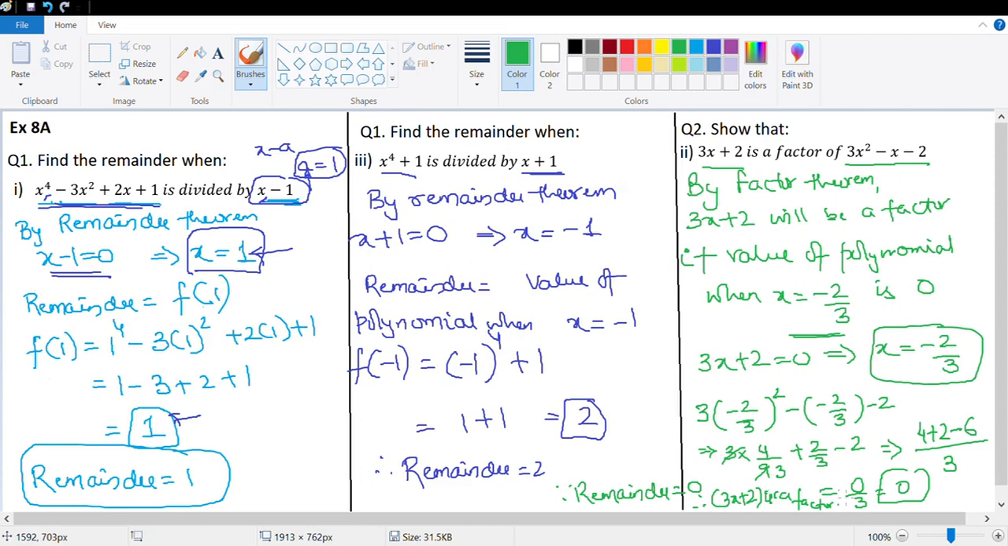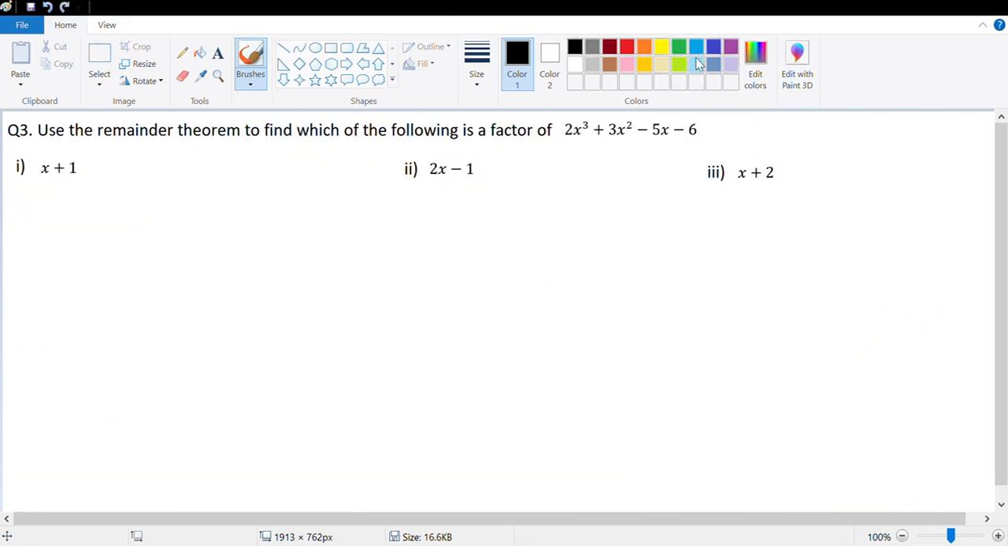Right, let's go ahead and look at the next question. The next question that we do is question number 3. Question number 3 says, use the remainder theorem to find which of the following is a factor of 2x cubed plus 3x squared minus 5x minus 6. Okay, so what's given is f of x is equal to 2x cubed plus 3x squared minus 5x minus 6.